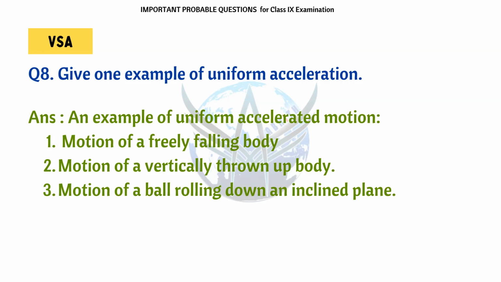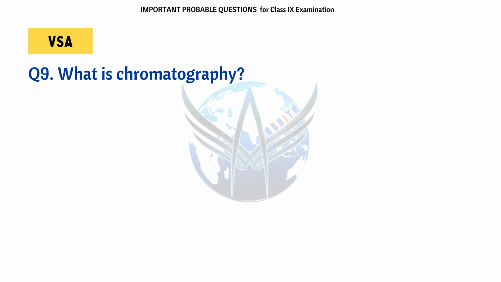Motion of a vertically thrown up body, that is, if I throw a body vertically upwards, that will also fall under uniform acceleration. Otherwise, motion of a body rolling down an inclined plane also comes under uniform acceleration. Other than these three you can take any example, just remember that if the velocity changes at a constant rate, then it is called uniform acceleration. So take a body where velocity has a constant rate of change, meaning acceleration is uniform.